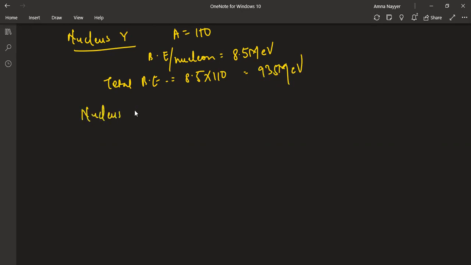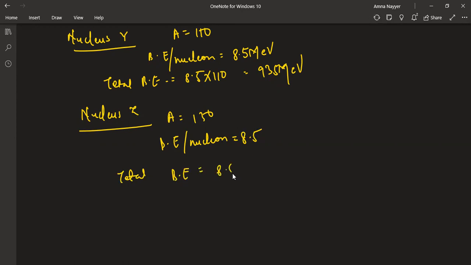Same thing, nucleus Z. A is different. A is 130 and binding energy per nucleon was given the same, still 8.5. So total binding energy will be 8.5 into 130. This will be 1105 mega electron volt.